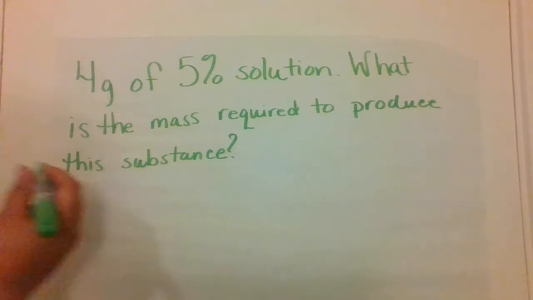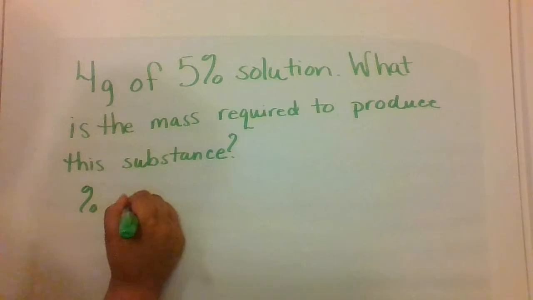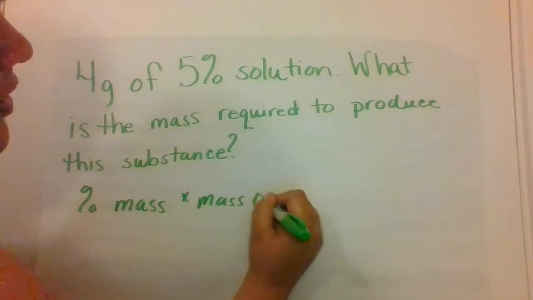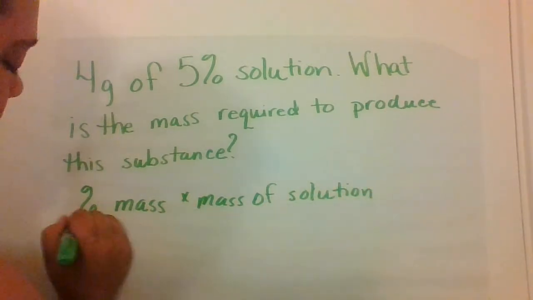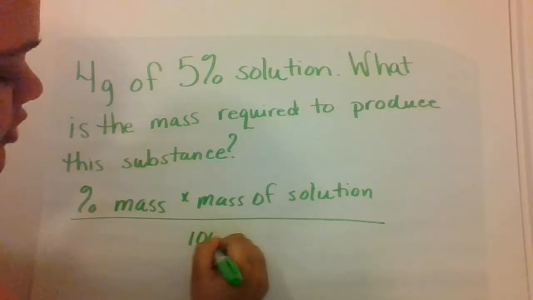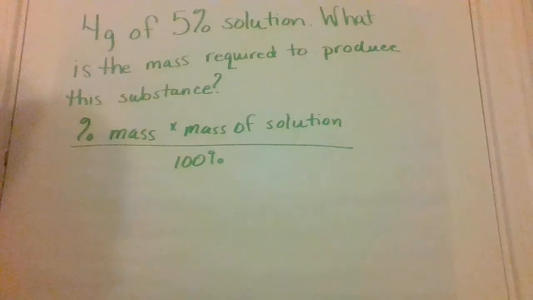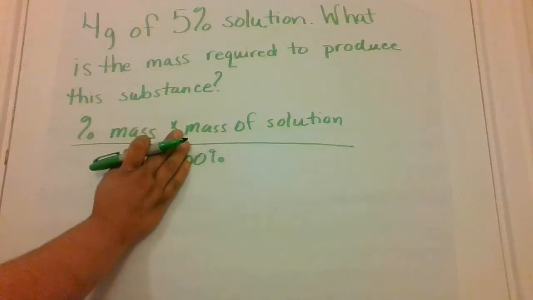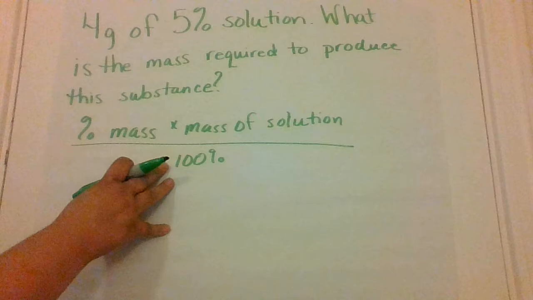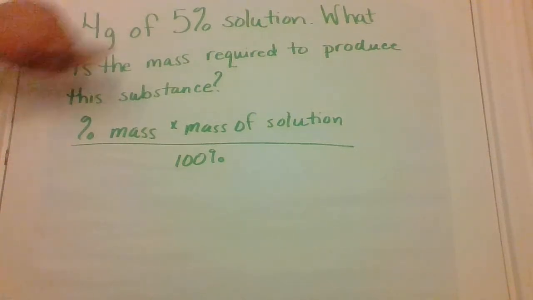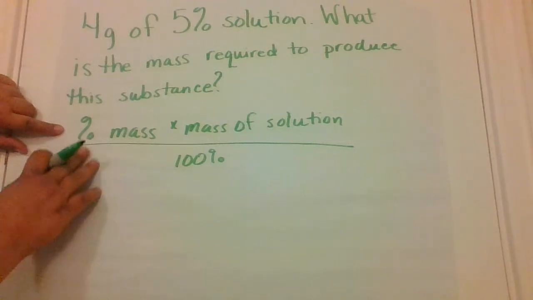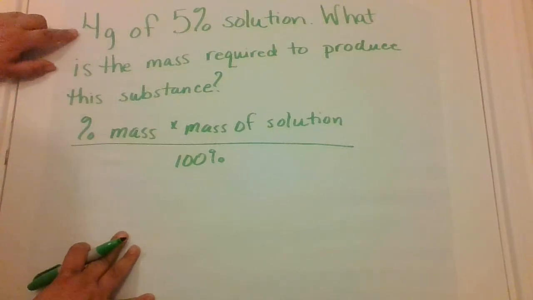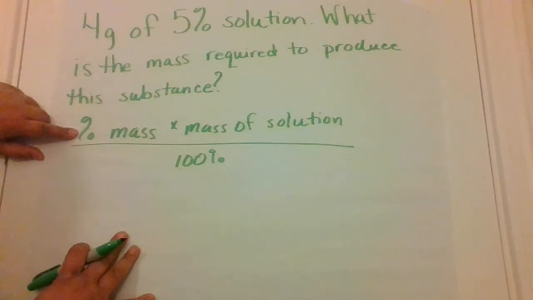All right. So here we have the equation: percent mass times mass of solution, divided by 100%. We have a percent mass times the mass of the solution, all divided by 100. So we have here 4 grams of a 5% solution. So we already have the first portion and the second portion. So let's see how much of a particular substance is needed to create a solution of this amount and that strength. Okay, so let's fill in what we have.